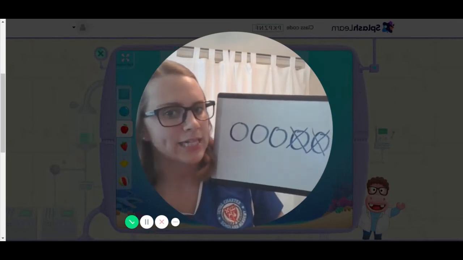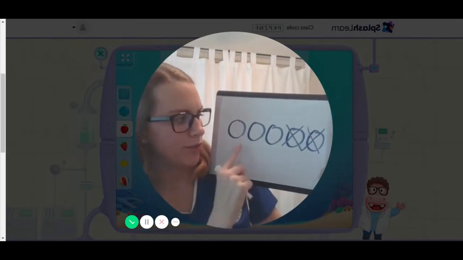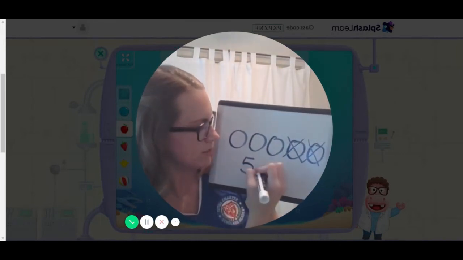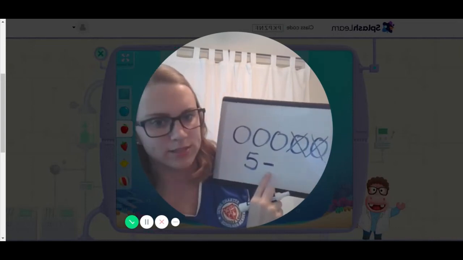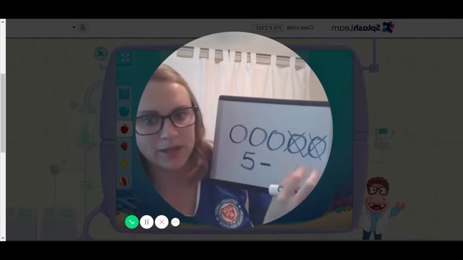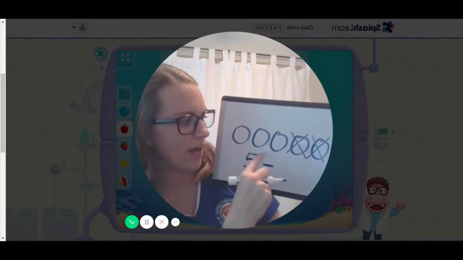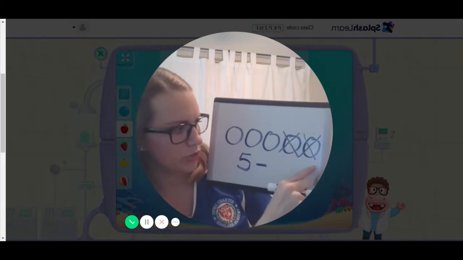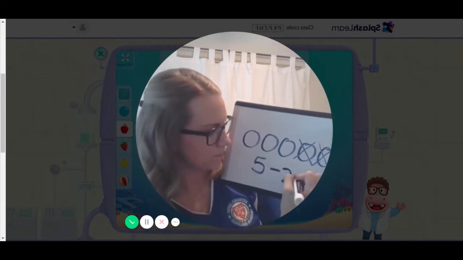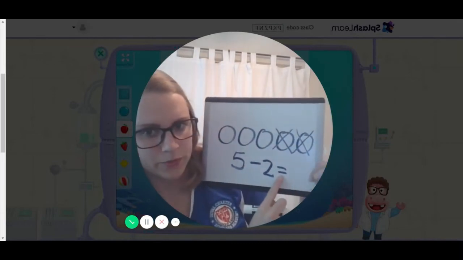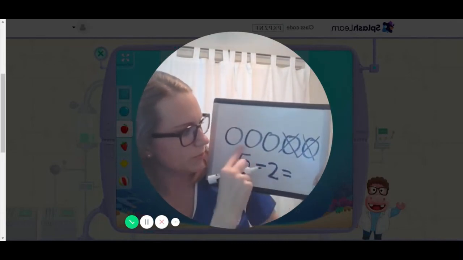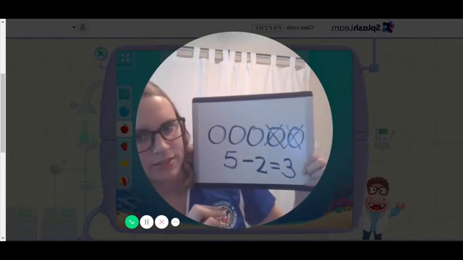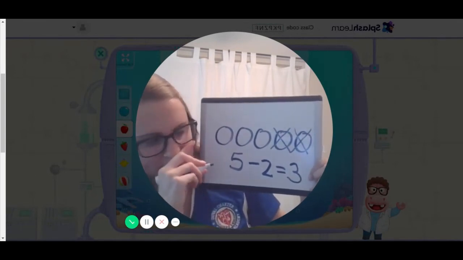So how many did I start off with? I started off with 1, 2, 3, 4, 5. So I'm going to write 5 right here. And it looks like I'm going to take away some because I have X's, which means somebody's taken those away. So I had 5 circles and I took away, how many did they take away? 1, 2. They took away 2. And how many does that equal? So 5 minus 2 equals how many's left? 1, 2, 3. 3 is left, right? 5 minus 2 equals 3.